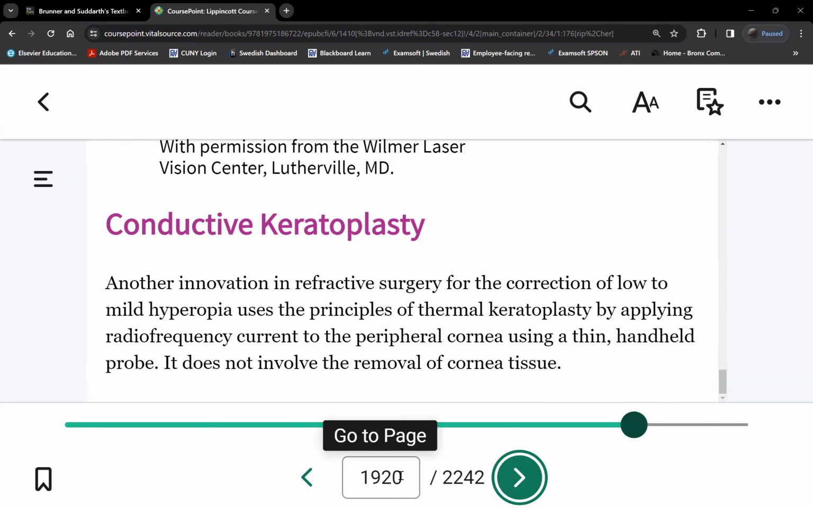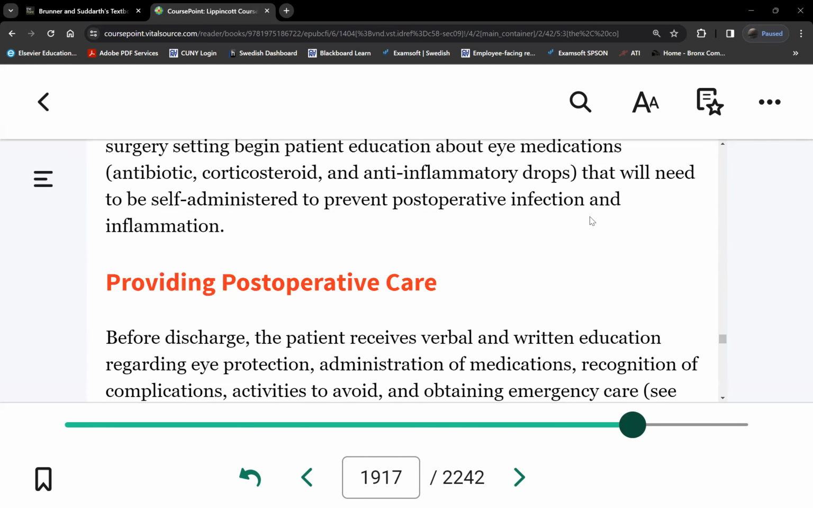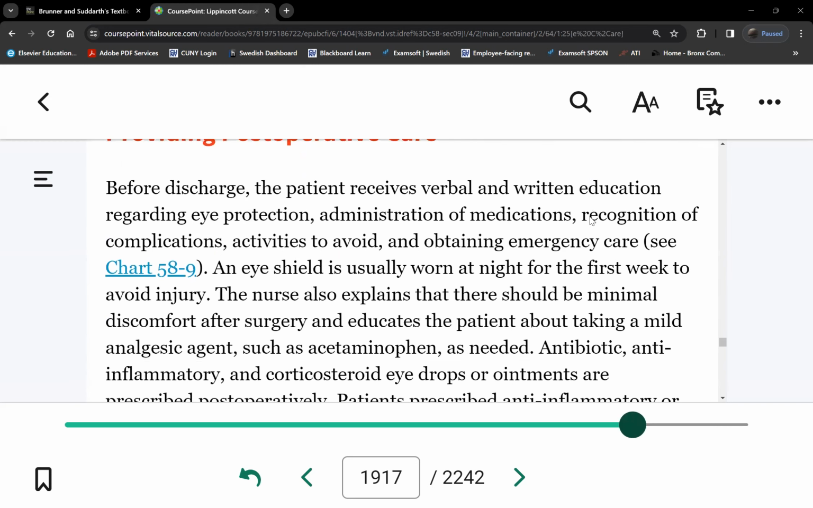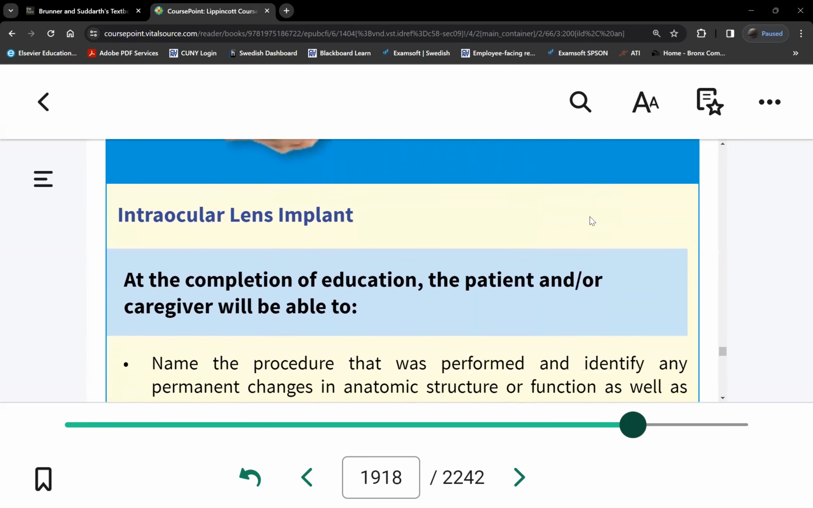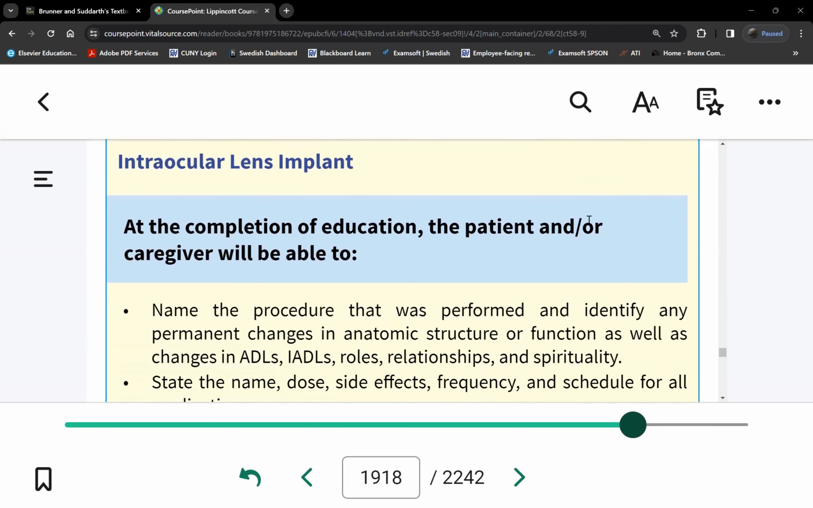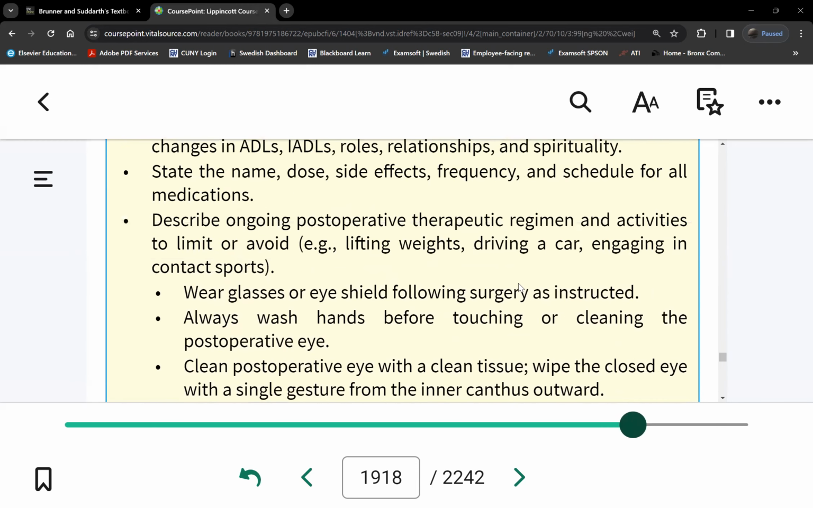Page what? Right here? What's the title? This one? No, this is only for the lens implant. Oh, you know what? Yeah, you're right.